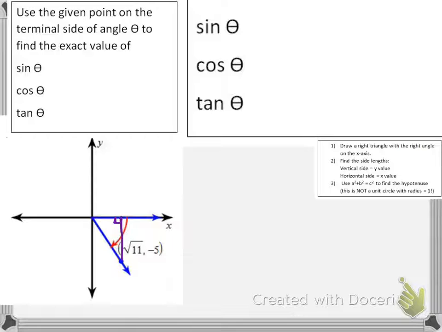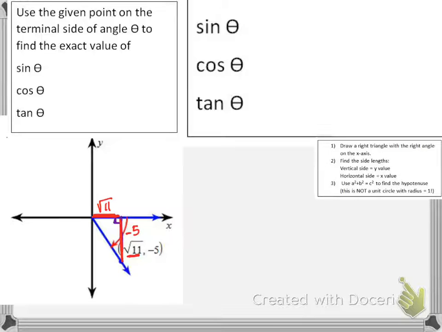So draw a right triangle with the right angle on the x-axis, find the side lengths. So if I'm looking at the sides of the shape here, this side is going left to right. It is my square root 11. This side is going up and down. It's my negative 5. Now, truthfully, you can't have a negative for a length of a side if you're making a triangle, but I like to put it in anyway so that we'll have it when we get to the end.